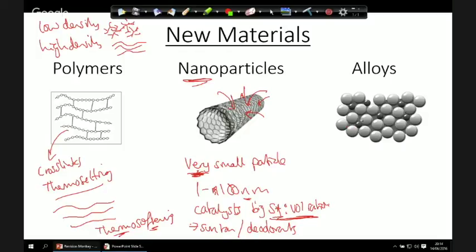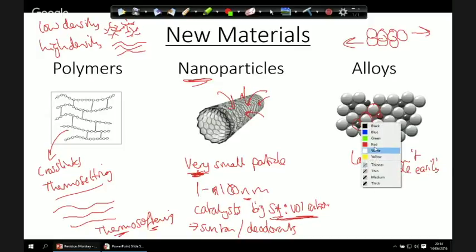Alloys then. Alloys, you get this a little bit in the C1 as well, so it's probably familiar to you. Normally in a metal, the layers are regular, so they can slide over each other. With alloys, there's a couple of different size atoms because it's a mixture, and that means the layers can't slide easily. So these are a lot stronger.